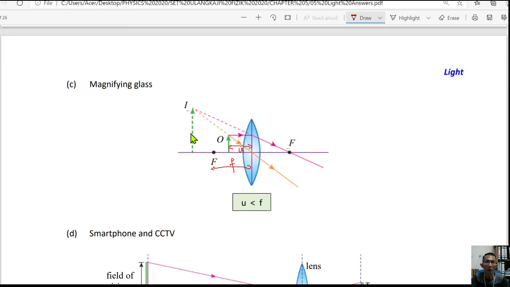Okay, before I forget: mirrors and also lenses, when it comes to the characteristic of the image, they always contradict each other. When mirrors say it's virtual, the lens will say it's real. Like in this case, I have virtual.